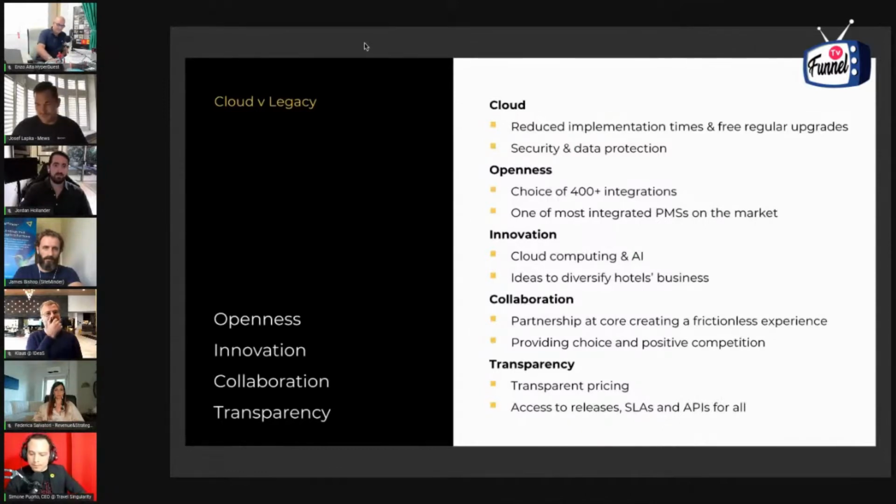So first of all, with regards to cloud, of course, I've already mentioned, the installation is a lot easier. There are reduced implementation times, and of course, you get free regular upgrades. They just happen. No one has to come on site and reinstall the software.